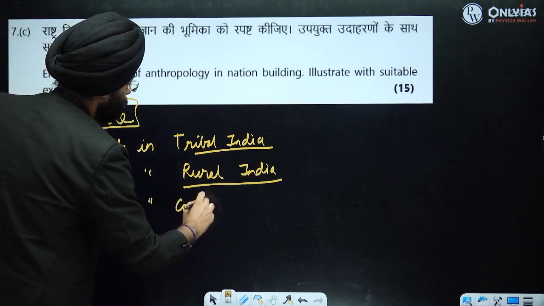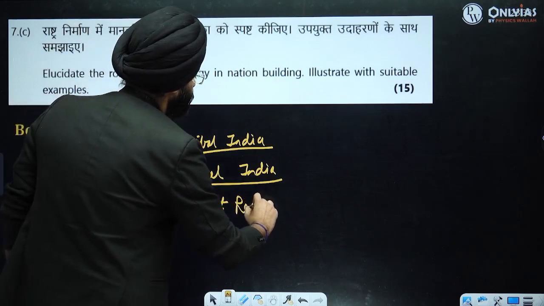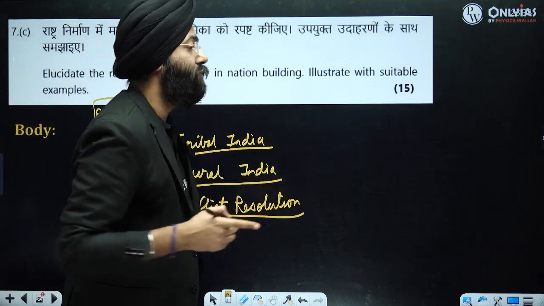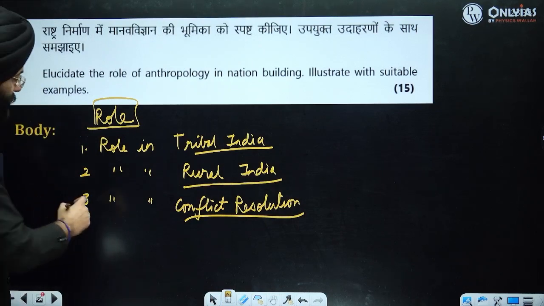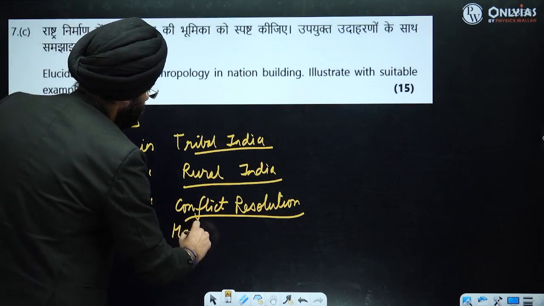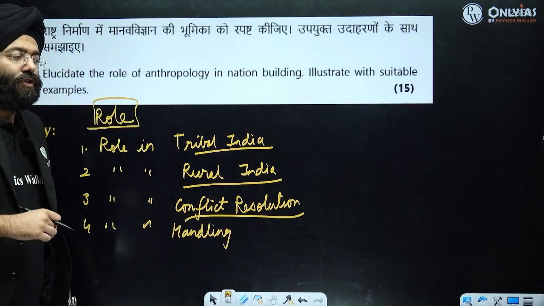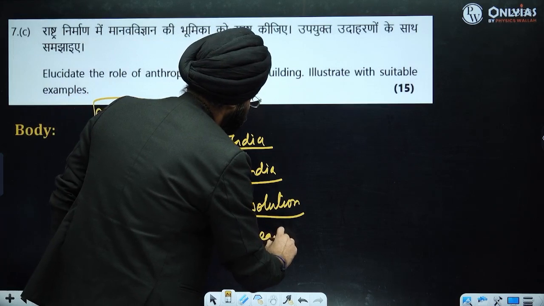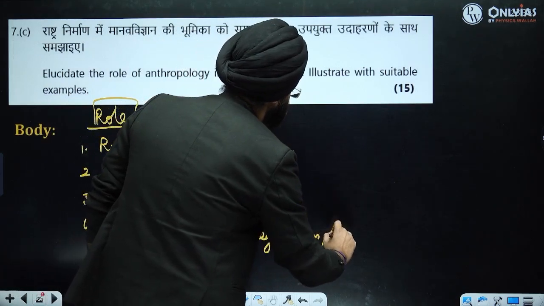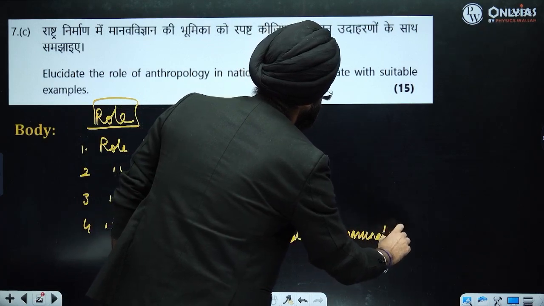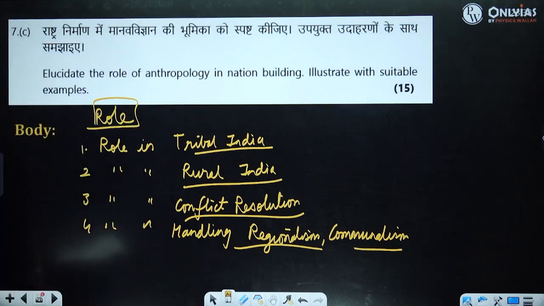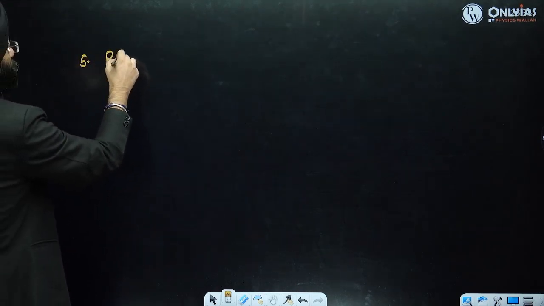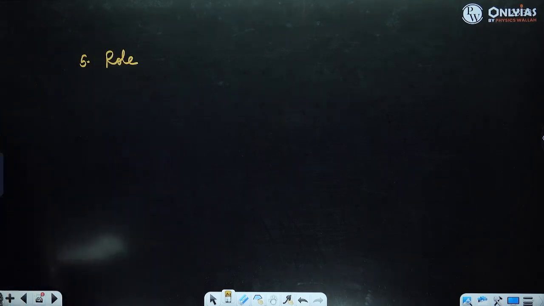Then, role in conflict resolution. We had just seen the opinions and the thinkers' views with respect to conflict. Mention Paul Brass and all, you can mention their views. Again, role in handling, let us say, the dimensions of regionalism, communalism, right? You can take the Northeastern studies for that and even mention that. Again, fifth, role along with the government agencies.